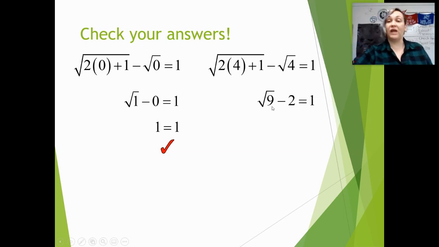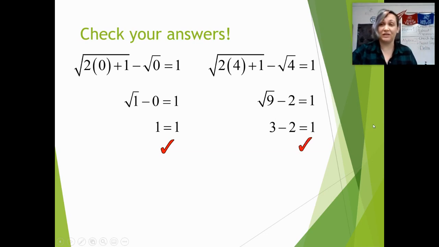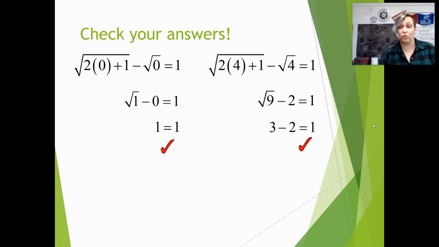The square root of 9 is 3. And 3 minus 2 is also 1. So in this problem, they both end up being answers. So again, you can't just assume that you're always going to get one that works and one that doesn't. It is possible that they both work, and it's also possible that neither of them work. So always check your answers.